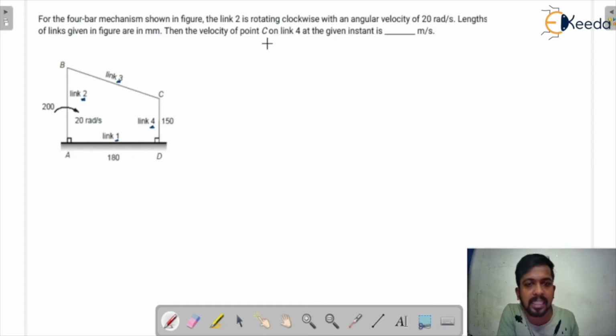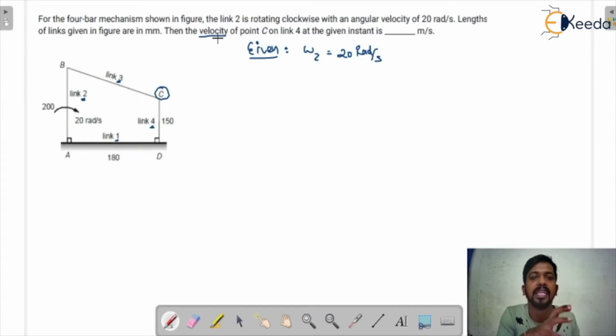The omega is given. What is given in the question? I am going to write here, that is omega 2. Omega 2 is 20 radian per second. The lengths of the links given in the figure are in mm. The velocity of point C on link 4 at a given instant: you have to find out the linear velocity, not the angular velocity, of link 4. This is the linear velocity of point C on link 4.